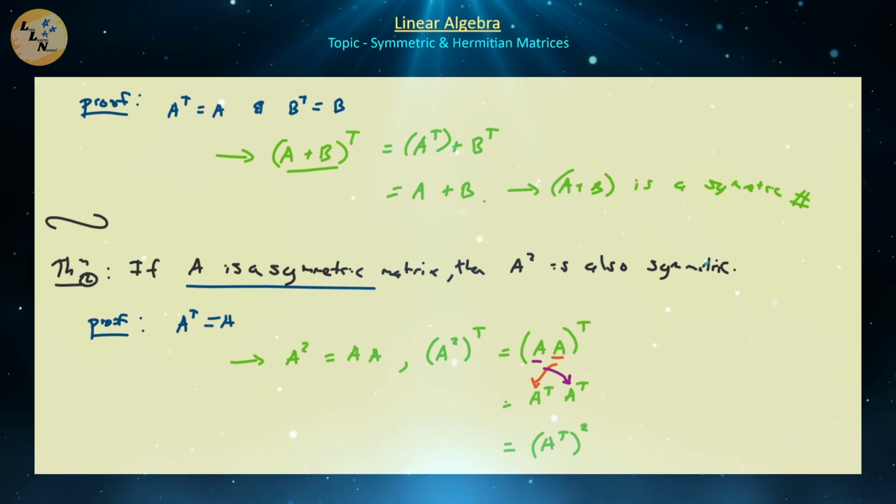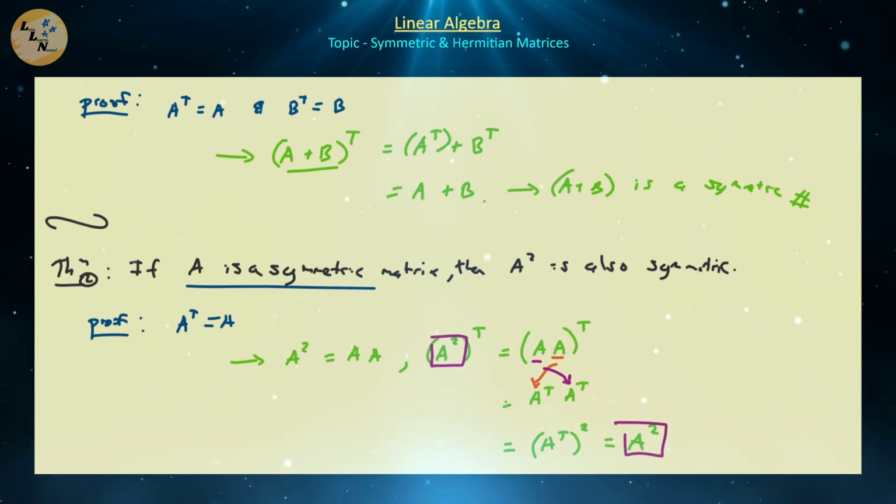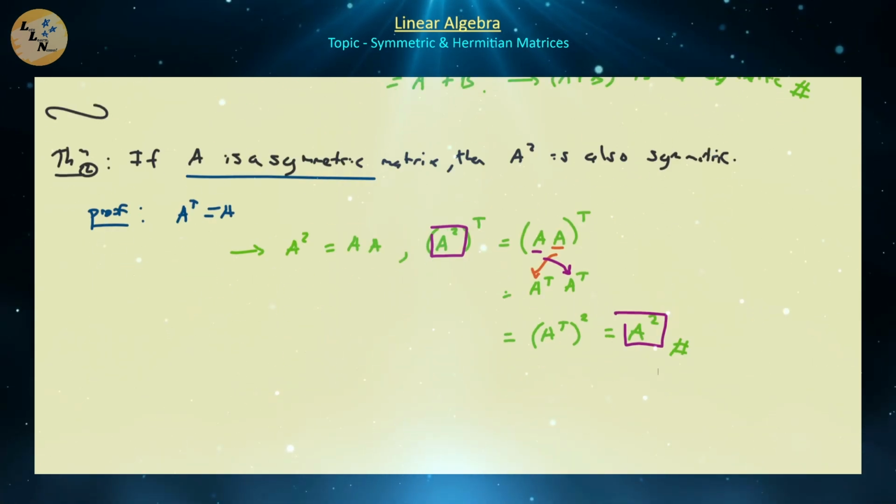So if we think about what we have here, what is A transpose? Well, A transpose is just going to be equal to A, because A is a symmetric matrix. Therefore, we have that (A squared) transpose is equal to A squared. Therefore, a matrix transpose is equal to that matrix. Therefore, A squared is a symmetric matrix, which is what we set out to prove. Right? So that actually isn't too bad.